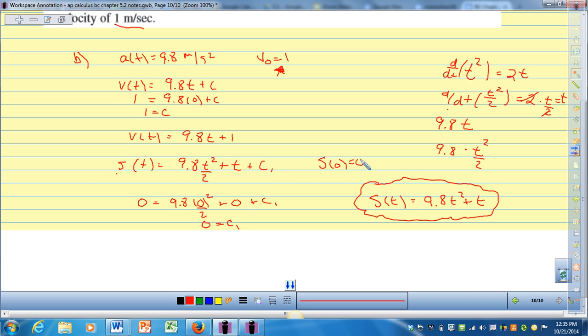We're still falling from a height of 0, so at time 0 the height is 0. So I put 0 in for the height, 0 for the time, and I solve for C1. Once again, my constant comes out to be 0. So my position function in this case will be 9.8 t squared over 2 plus t.